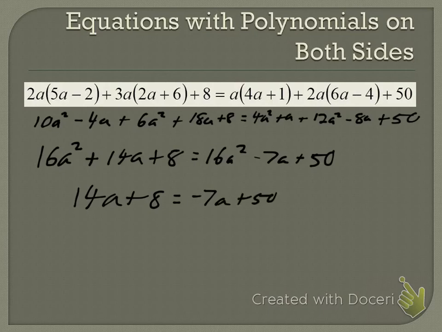Add the 7a over to the left, you get 21a. Subtract the 8 over, you get 42. Divide by 21, a equals 2.